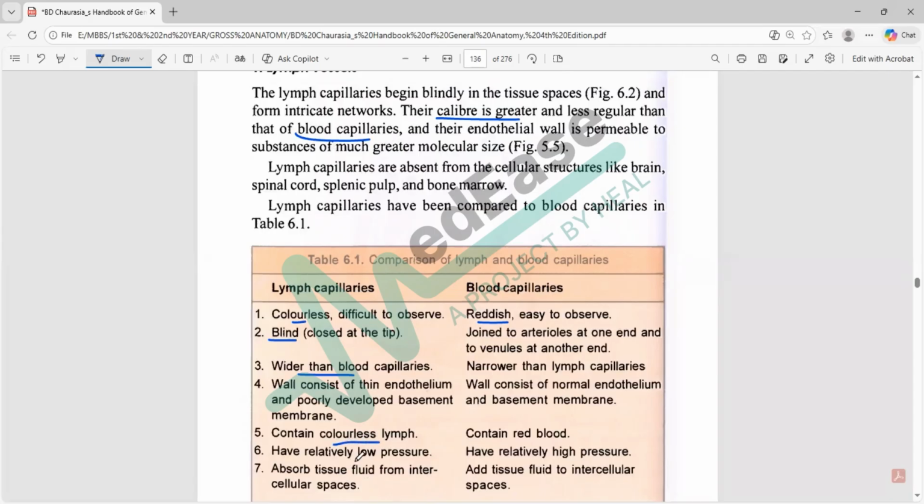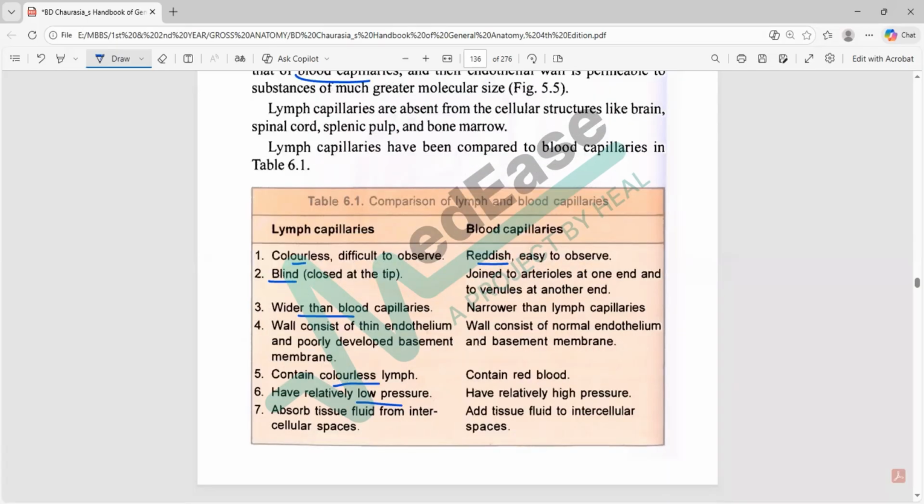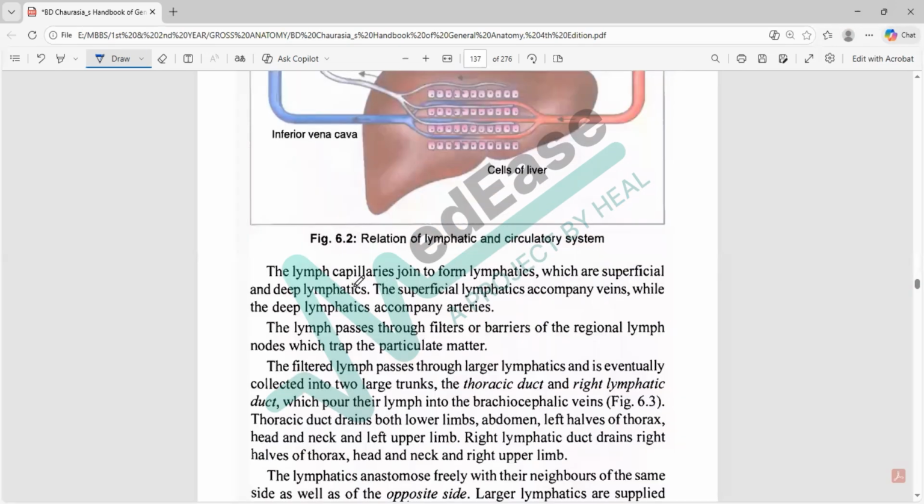There will be very low pressure in the lymph, and there will also be valves present like the venules in the lymphatic vessels mainly. Now the lymph capillaries will be joining to form the lymphatics, which will be the superficial and deep lymphatics, which will be accompanying the superficial and the deep veins respectively.